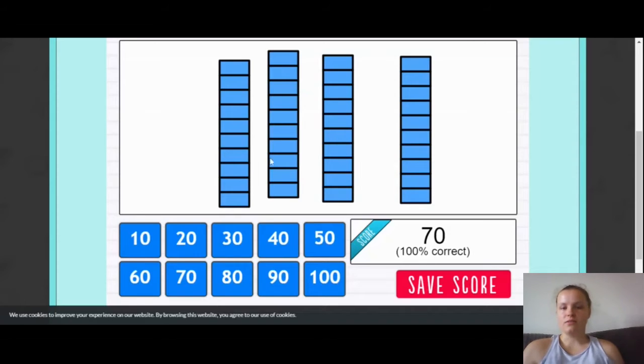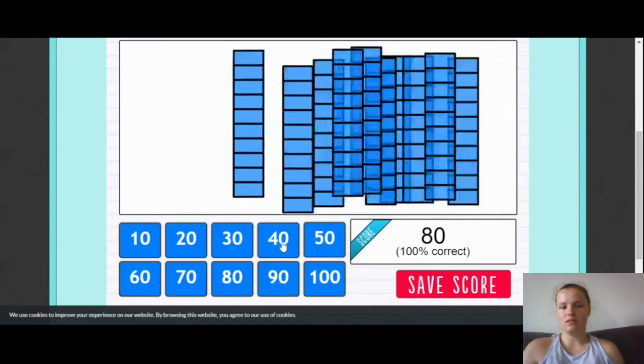Okay, ready? So 10, 20, 30, 40. Which number down here shows us the number 40? Lovely, so it's got 4 tens and no 1s.